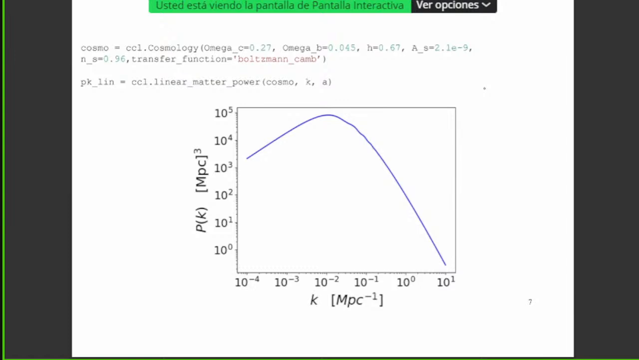So you just say ccl.Cosmology, and you put some parameters of your model: omega matter, omega baryon, h, A_s, and n_s. There's some transfer function, and you say plot the spectrum, boom, you plot the spectrum. That's one line, so that's very easy to do. This is the linear power spectrum, as you can see.